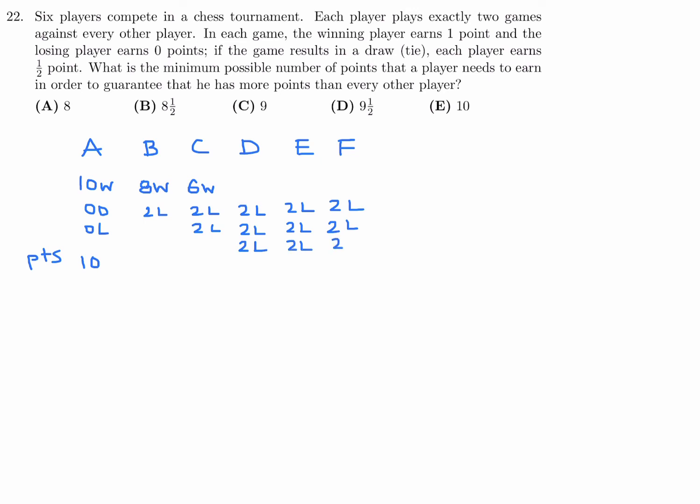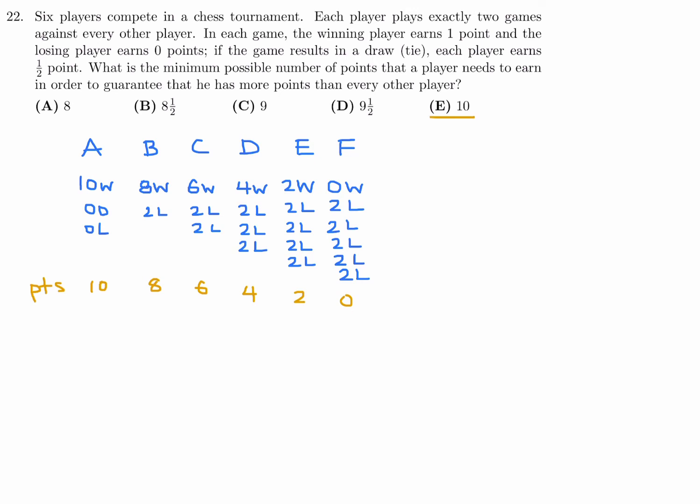2L, 2L, and 2L. D lost 6, so he won 4. Distribute those 4 losses evenly among the other 2. E finally lost 8, won 2. And we distribute those to F, which would be 0 wins. Now let's tally up the points. The points look like 0, 2, 4, 6, 8, and 10. So without a doubt, if a person scores 10 points, he's guaranteed to have more points than any other player.